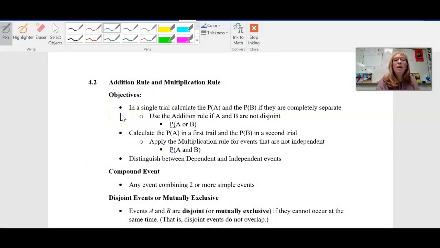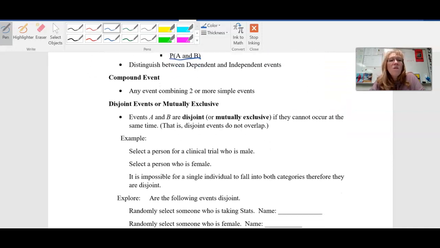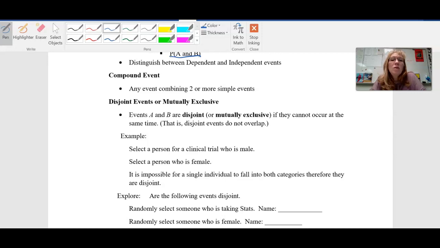In a single trial, like if we have P of A, so we're finding the probability of A and the probability of B. If they're completely separate, this is very important, they're called disjoint. If they are not, you take the probability of A or the probability of B. The probability of A in the first trial and the probability of B in the second trial, we use multiplication when they are not dependent. Probability of A and B. So the difference is or and and. When you see the or, we're going to add, and when you see the and, we're going to multiply. There's also a big difference between exclusive and not exclusive, but we'll talk about that.